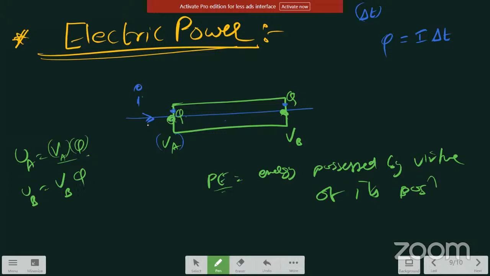And tell me one thing, if current is flowing from point A to point B, which is the higher potential, Va or Vb?